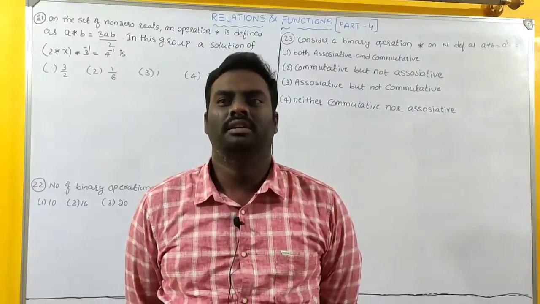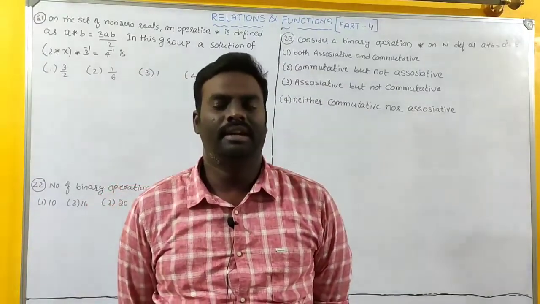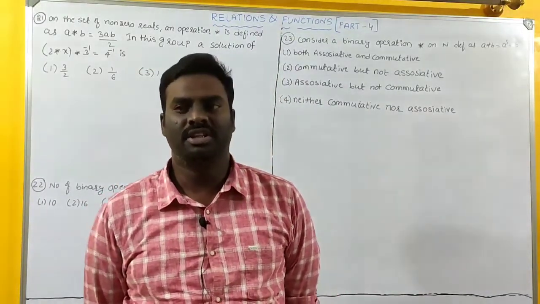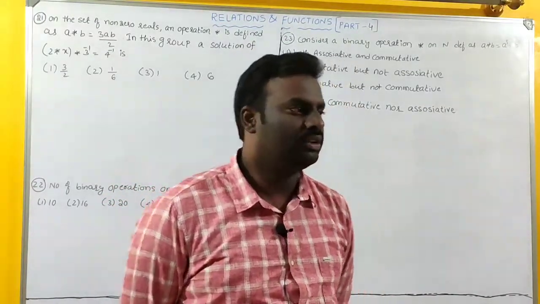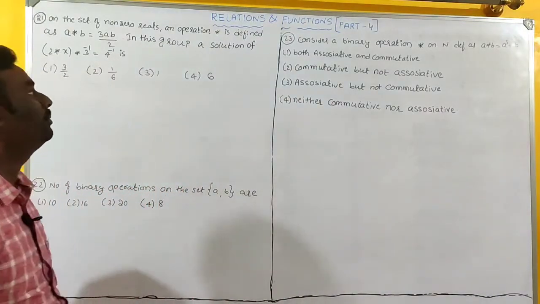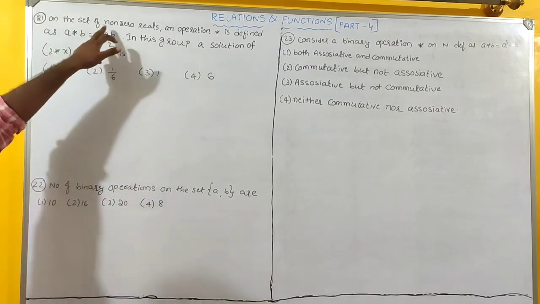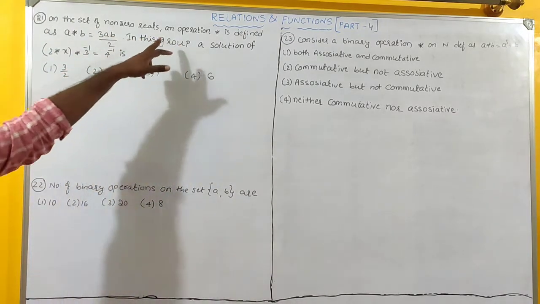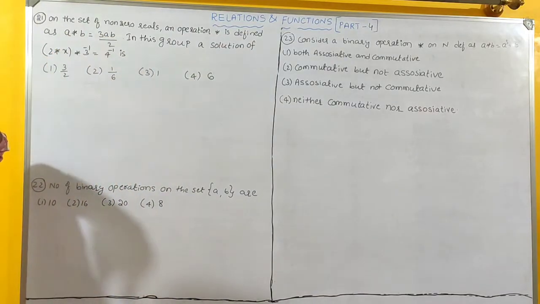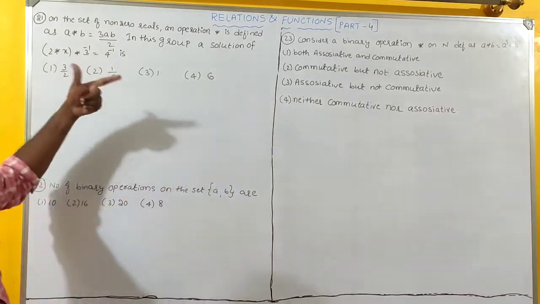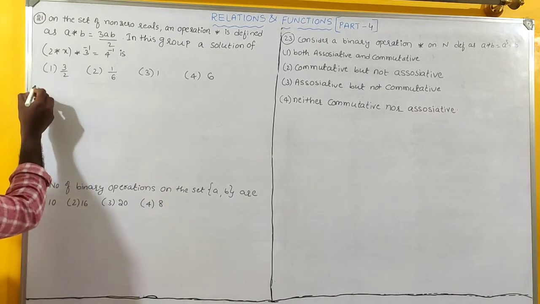In the previous session, I started problems in relations and functions. In the first two sessions, I explained the synopsis. Now, in the fourth session, we'll start from question number 21. In the 21st question, on the set of non-zero real numbers, an operation star is defined by a star b equals 3ab by 2. In this group, we need to find the solution of this. Solution means we need to find the value of x.